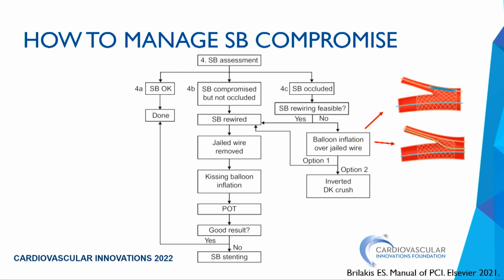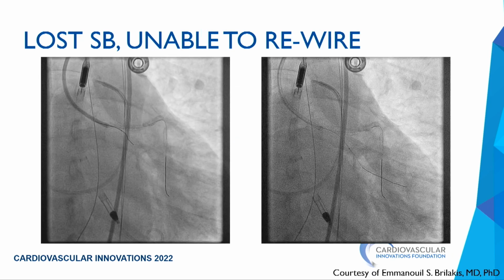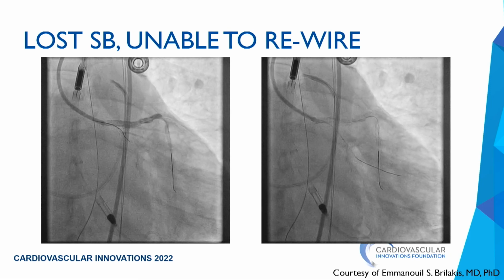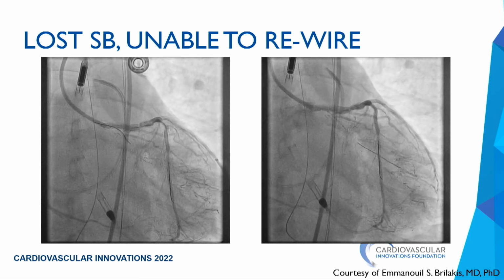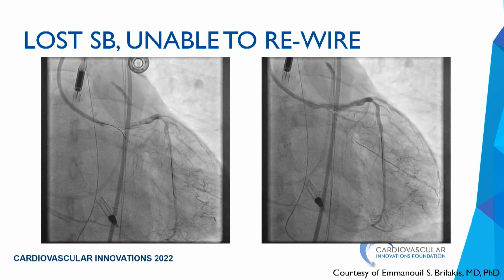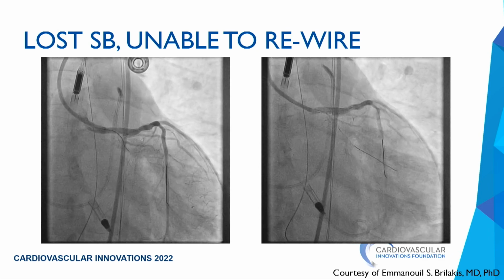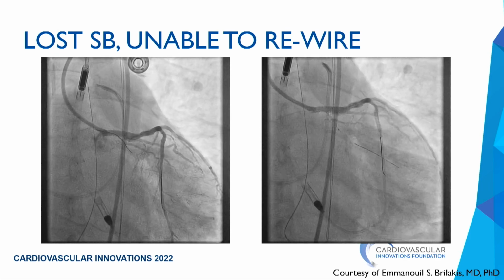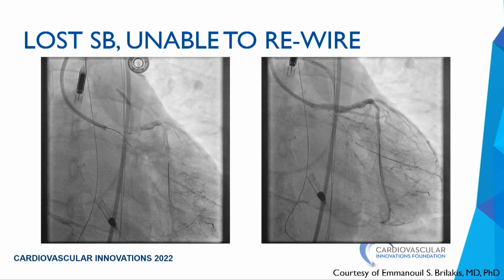And so, what if you are unable to get a wire down the vessel, and if you have a wire down the side branch, and you're still unable to wire through the stent struts into the side branch? Having that protective wire can be very, very helpful. This is the case from Manos' excellent representation of this exact scenario.